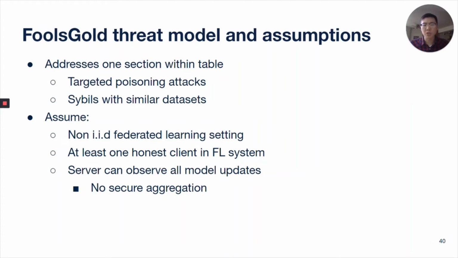When designing FoolsGold, we assume that the data is non-IID, as is the case for most federated learning deployments. We also assume that there is at least one honest client in the federated learning system. We also assume that the server can observe all the model updates. This is a limitation of our defense, as techniques such as cryptographic secure aggregation prevent the server from being able to see model updates individually, so they would not be compatible with FoolsGold.